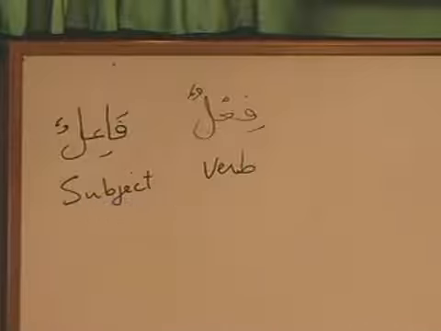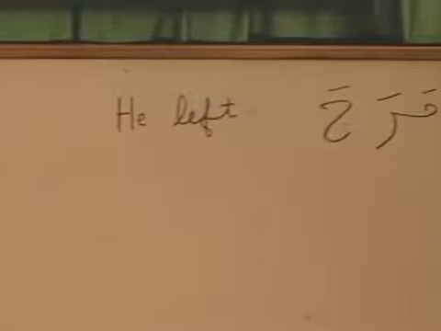Whenever, Brother Abdul Qadir, there is a verb, there has to be the subject, brother. They have a special relationship. The verb cannot exist without a subject. They both are always together. Is it clear, brothers and sisters? Fine.